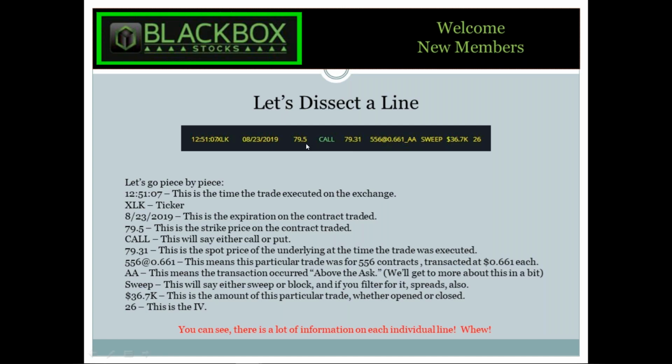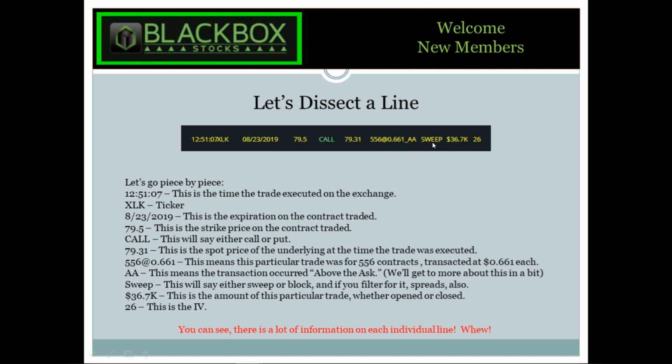So without looking away, we can tell whether this is in the money, out of the money, at the money. So this was trading for 79.31. The contract was 79.50. So this was the first contract out of the money, another 20 cents and it's in the money. This line is important. This is telling us 556 contracts traded at 0.661. The AA means above the ask. And I'll get into that in a bit, but that is extremely important.